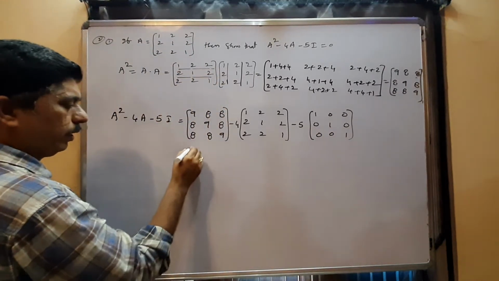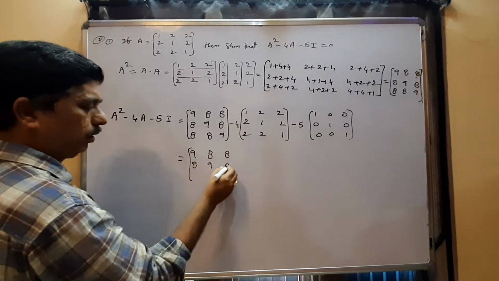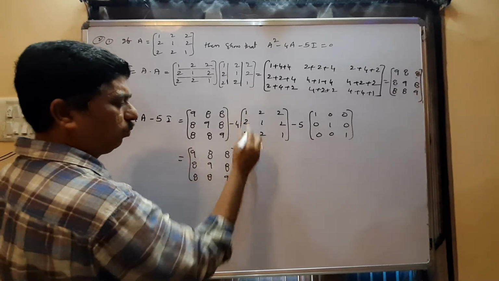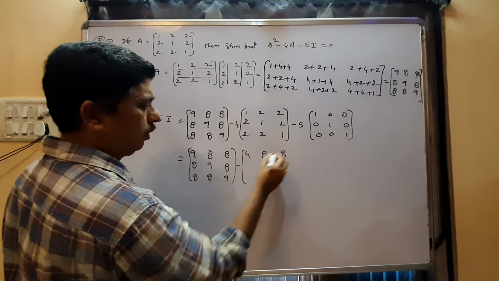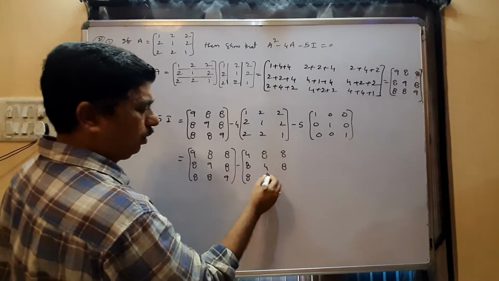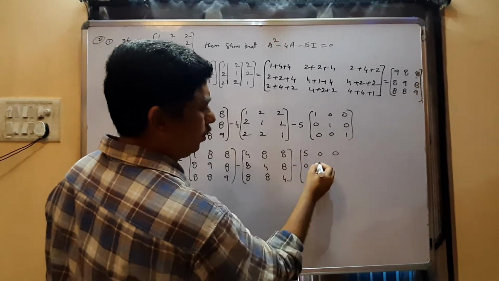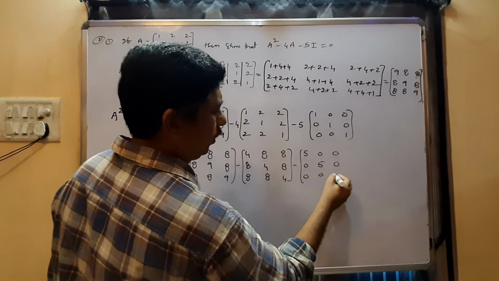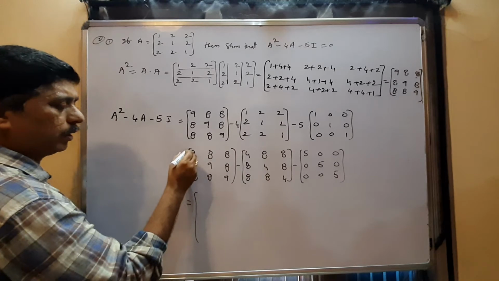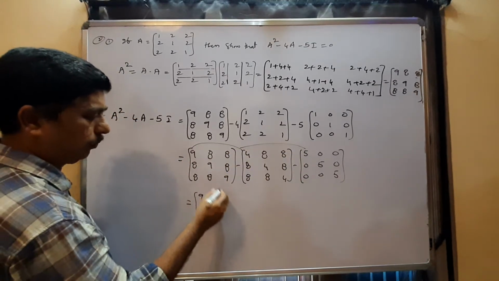Now this is 9, 8, 8, 8, 9, 8, 8, 8, 9. Minus, multiplying inside by 4: 4, 8, 8, 8, 4, 8, 8, 8, 4. Minus 5 multiplied inside: 5, 0, 0, 0, 5, 0, 0, 0, 5. Now apply subtraction between the three matrices. First row, first elements: 9 minus 4 minus 5.